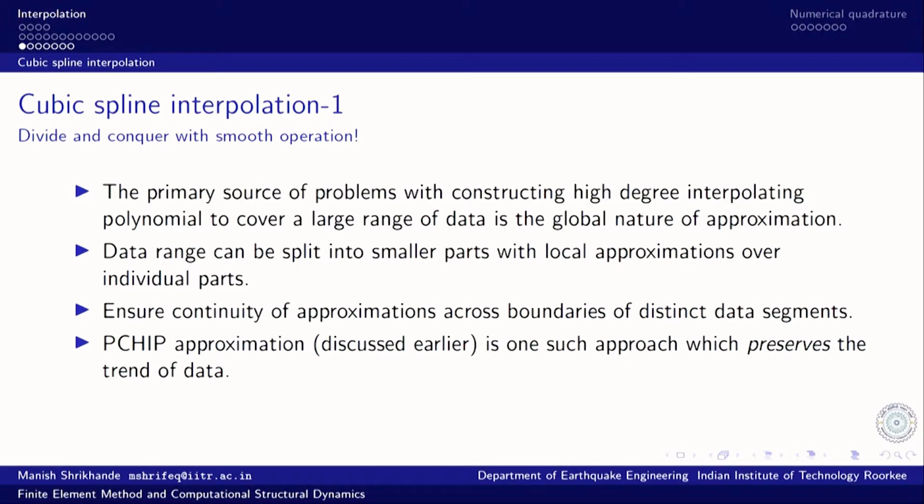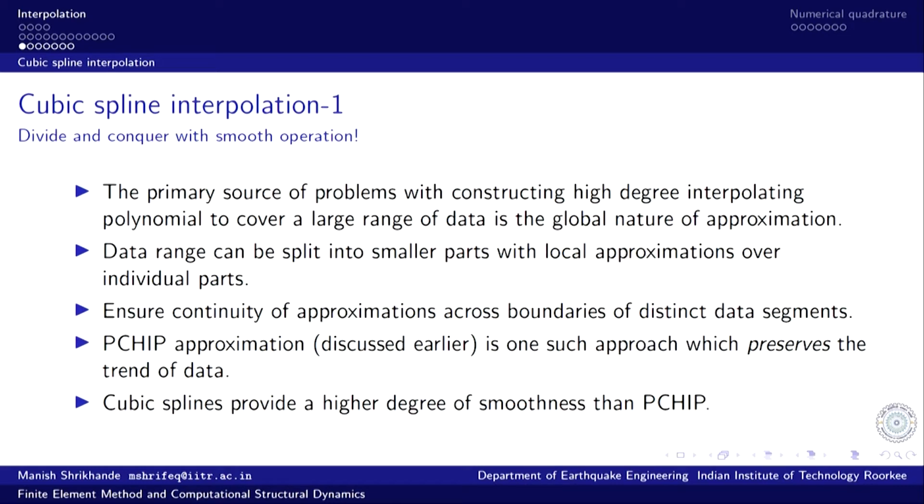As I said, p-chip approximation is one such approach which preserves the trend of data, and with cubic splines we can generate a higher degree of smoothness than p-chip, but at the cost of losing control over the trend. While the approximation that we can develop using cubic splines would be much smoother and have much higher visual appeal than p-chip, there is no guarantee that the trend of the data will be preserved.